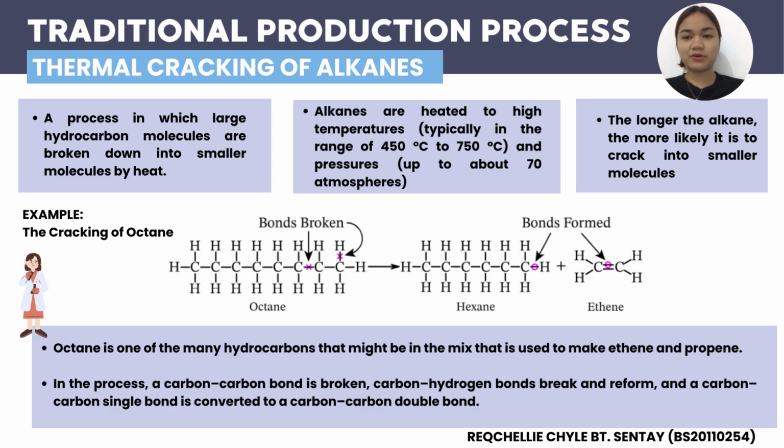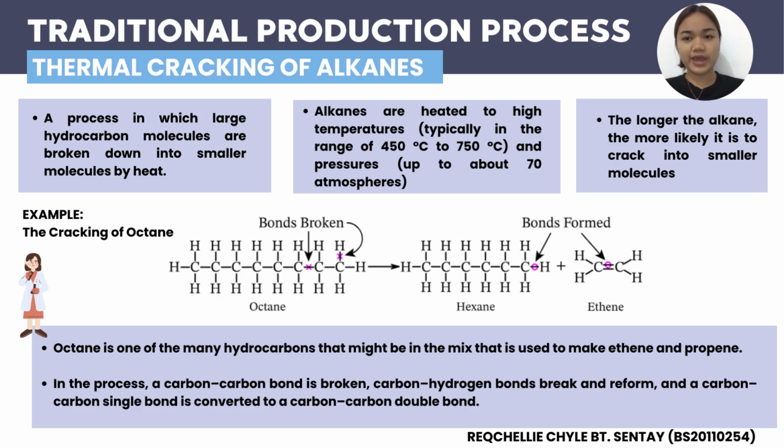This causes the bonds in the alkanes to break and smaller molecules are formed. The products of thermal cracking are a mixture of alkenes, alkanes, and aromatic hydrocarbons. The products depend on the type of alkane that is being cracked, the temperature and pressure of the reactions, and the presence of any catalyst. In general, the longer the alkane, the more likely it is to crack into smaller molecules.